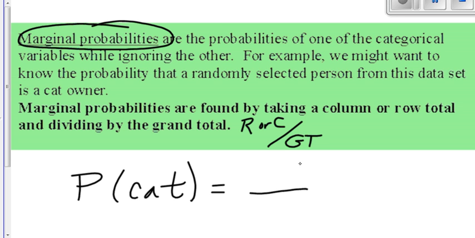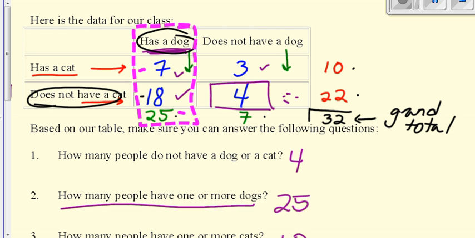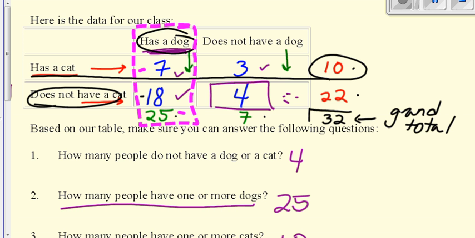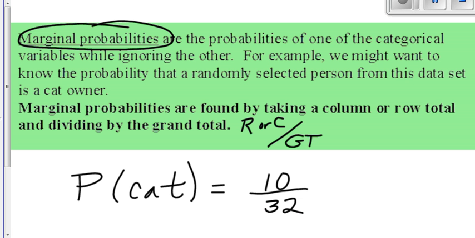The grand total that we had in our problem was 32. And I'm interested in how many people had cats. So I'm going to read and find out how many people had cats. And that was 10. So I would say 10 out of 32. Notice where the 10 and the 32 were in my chart. 10 was on the edge, 32 was on the edge. That's why we call it a marginal probability. It only uses numbers in the margin.